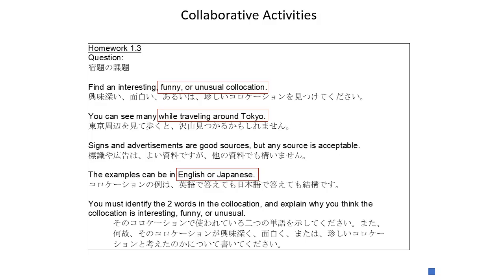Here is an example of one of the collaborative activities. Here the students are asked to go out into the city and record in whatever way they want an interesting or funny or unusual collocation. This could be in English or Japanese. However, the explanation had to be in English, the target language. The students would upload this example to the school website for discussion with their group.